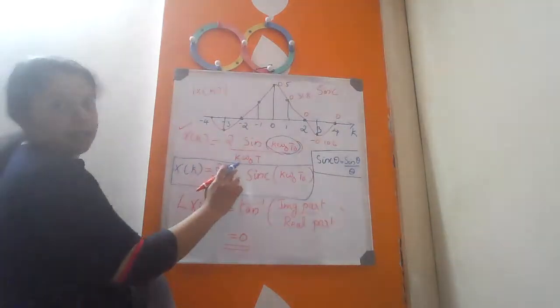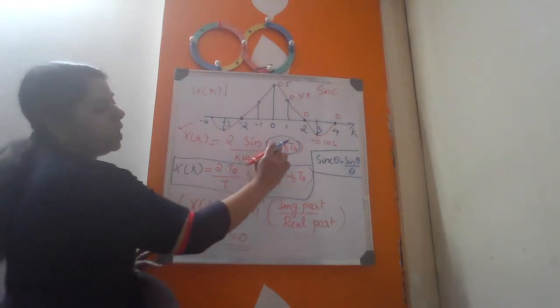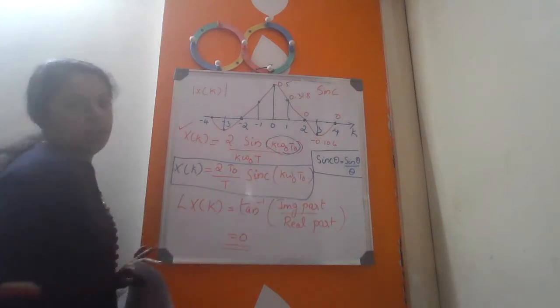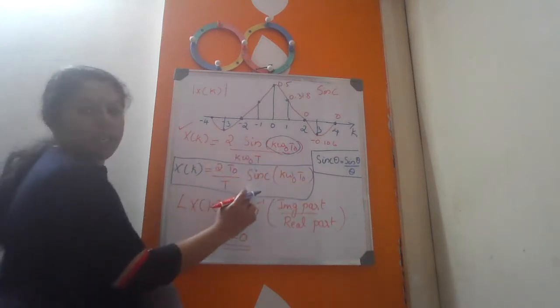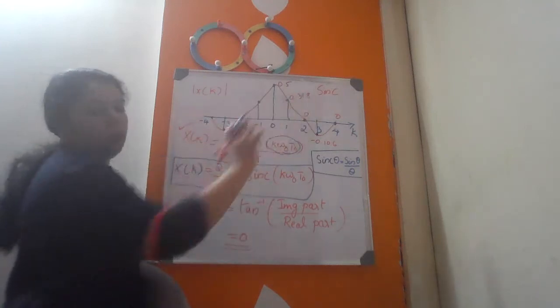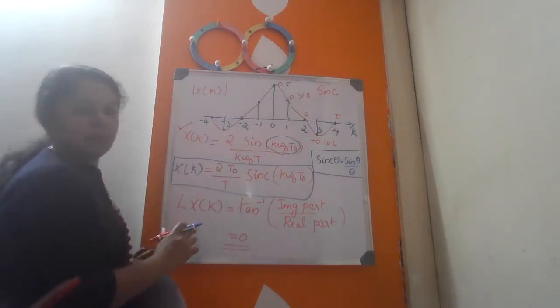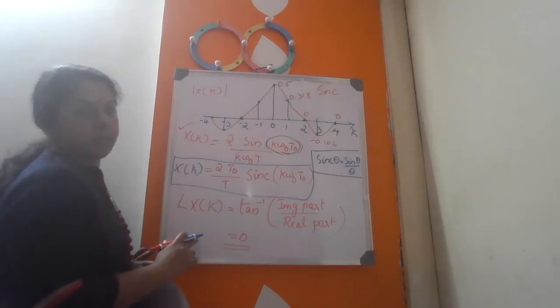So I can write it as 2, that extra t naught to represent a sinc function, then this t, then sinc of k omega naught t naught. So this equation I can rearrange as a sinc function. This is how we plot the magnitude spectra. Now let us move to the phase spectra.